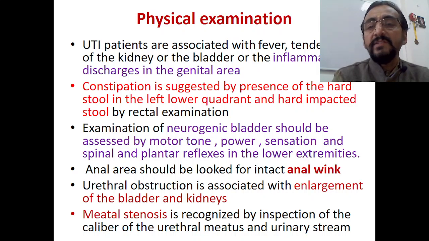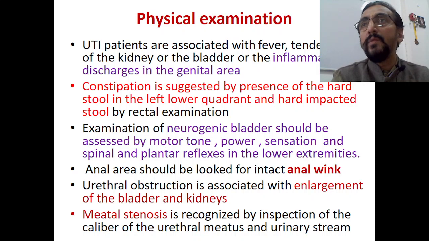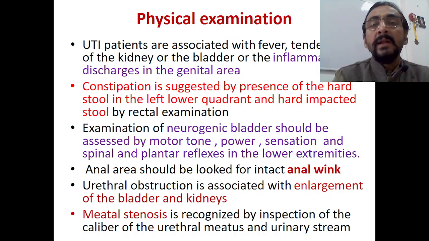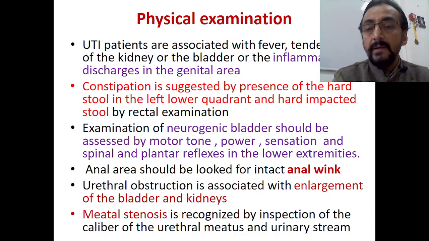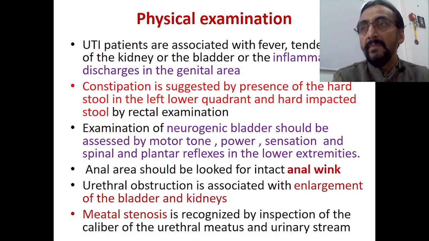Constipation is suggested by the presence of the hard stool in the left lower quadrant and the hard impacted stool by the rectal examination. So you also go for rectal examination if you want to confirm about the constipation. Now examination of the neurogenic bladder should be assessed by the motor tone, power, sensation as well as spinal and plantar reflexes in the lower extremities. Anal area should be checked for intact anal wink. Anal wink means stretching of the anal skin. Okay, so anal wink, sometimes that may be also one of the causes.